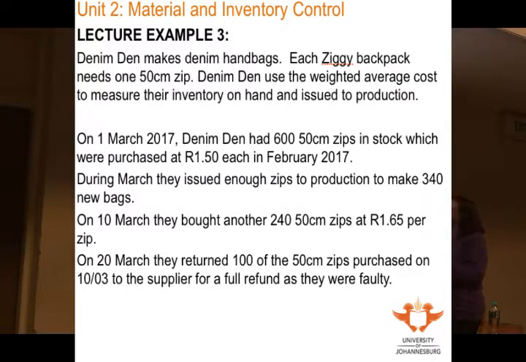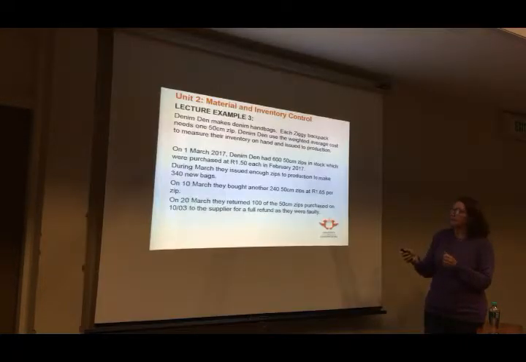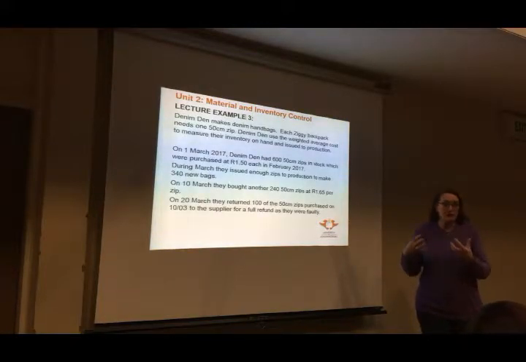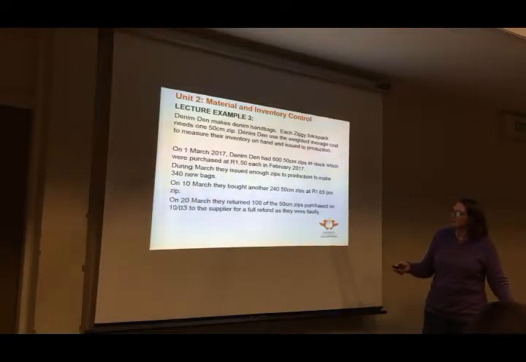Okay, so the best way to do it is to do an example, which is what we're going to do now. Right, so we're going to do Ziggy Backpacks now, and they need 150 centimeter zips, and we use weighted average. At the beginning of March, we had 600 50-centimeter zips, which we purchased for 1.50. We didn't have any other stock. So the 1.50 is effectively our weighted average price because that's all we've got in stock, okay? So we issued to production enough zips for 340 bags. It's one zip a bag, so 340 zips.